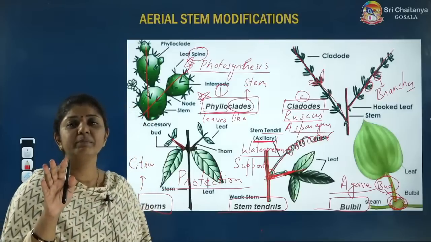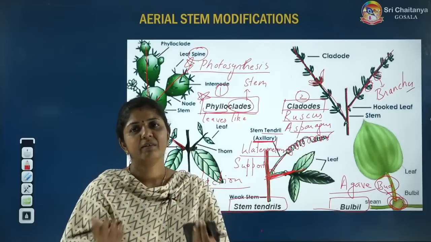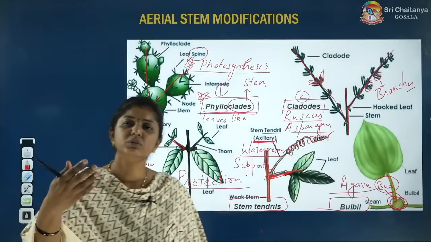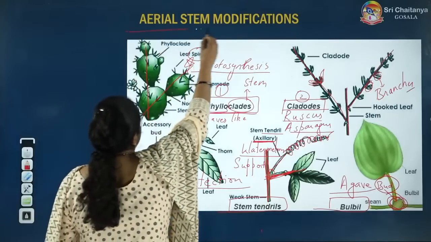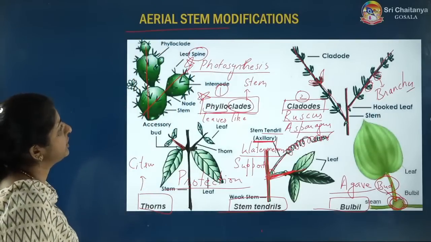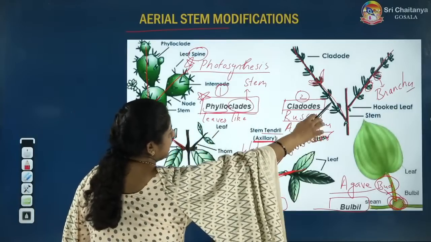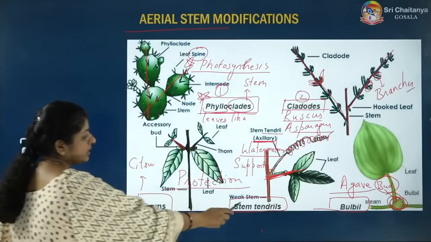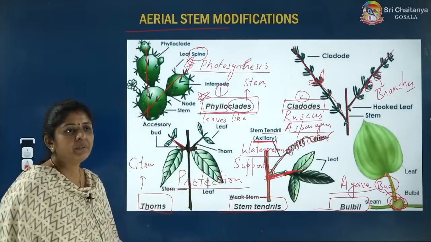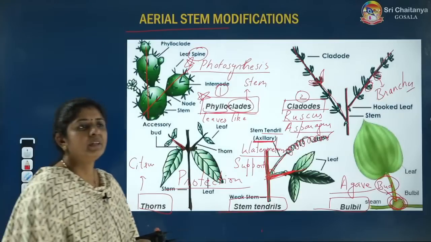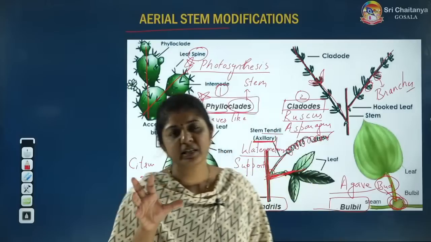Which part of a stem? Again axillary bud. When it starts storing food and when it sheds, it gives rise to a new plant. Getting? So what did we complete right now? Aerial stem modification. So aerial stem modification includes phylloclade, cladode, thorns, stem tendrils, bulbil. Fine? Now if I am asking, is bulbil axillary? Yes, it will be axillary in position.